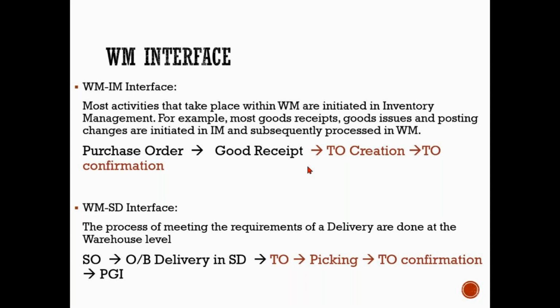So when we do MRP and all those things, which stock do we consider, the IM side or the WM? MRP considers the stock that is lying as unrestricted stock inside the storage location.